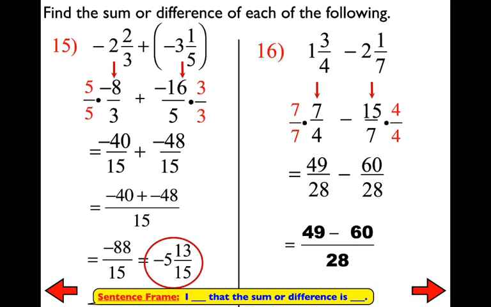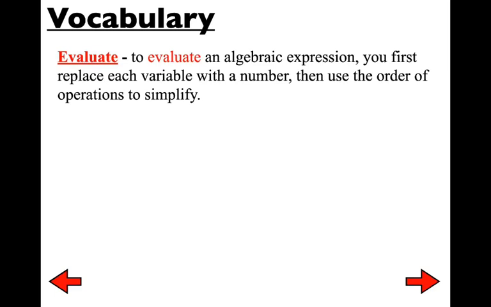It doesn't really matter. So now we have 49 minus 60 over 28, which becomes 49 plus negative 60 over 28. We have more negatives than we do positives in the numerator. In fact, we have 11 more. So therefore, we have a difference of negative 11/28. Okay, last idea for this lesson.